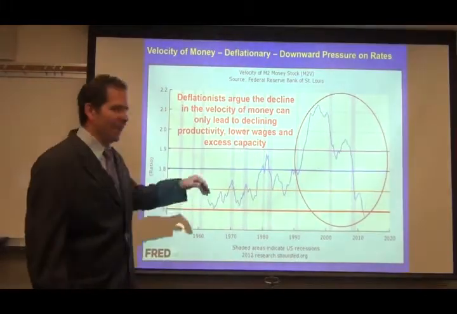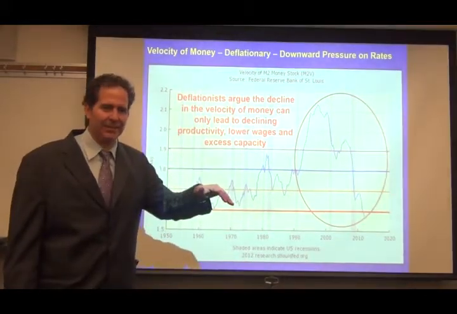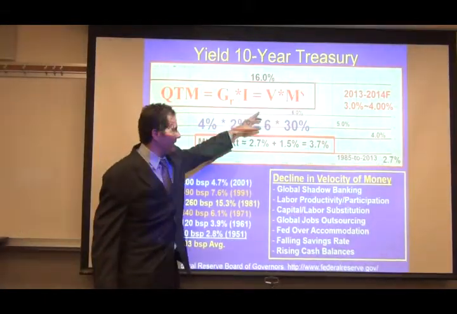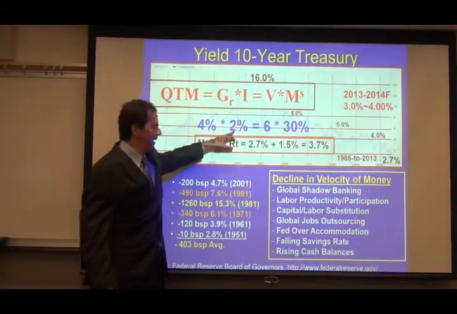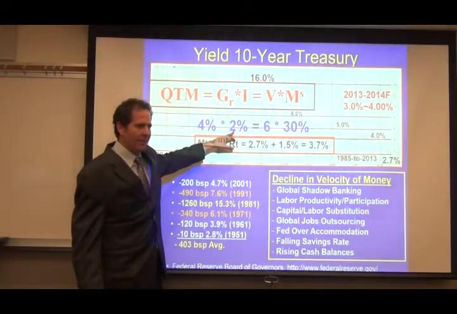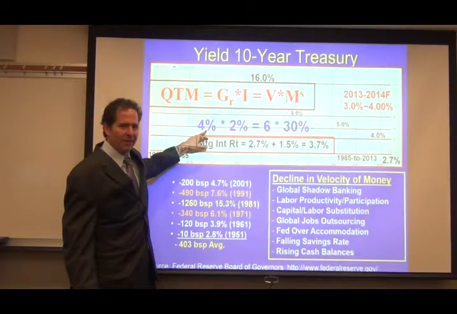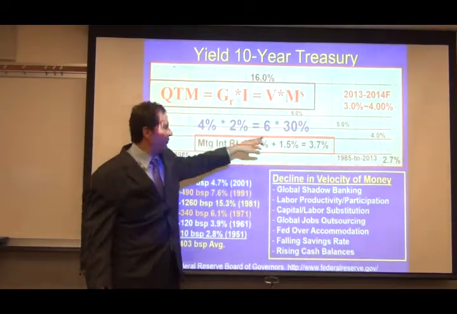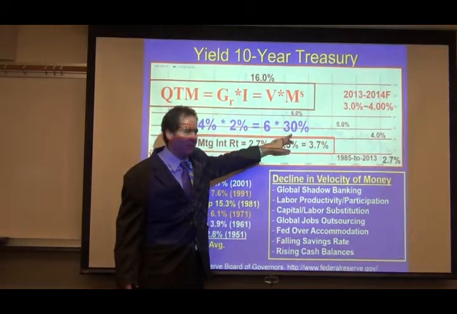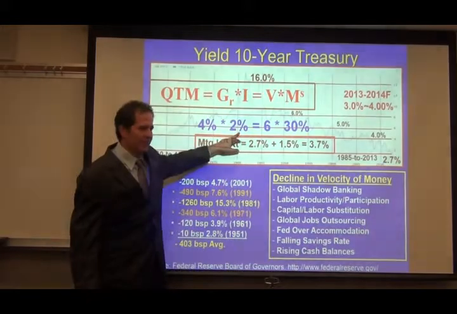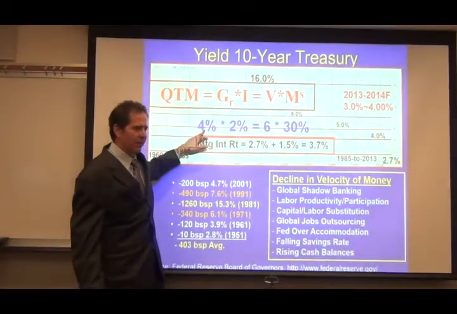So if velocity is declining and you've pegged the inflation rate, then to get GDP to grow significantly at around 4%, you need to be printing. Your money supply has to be growing at 30%.